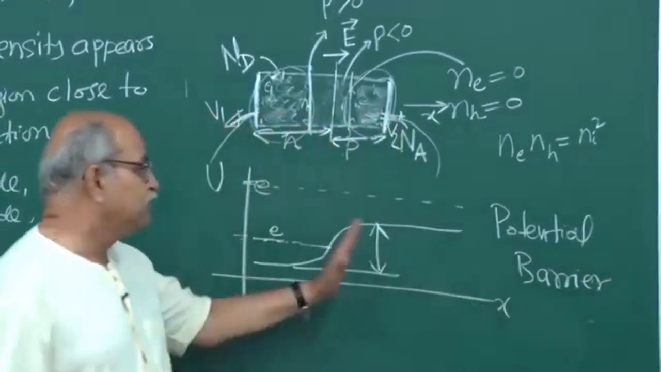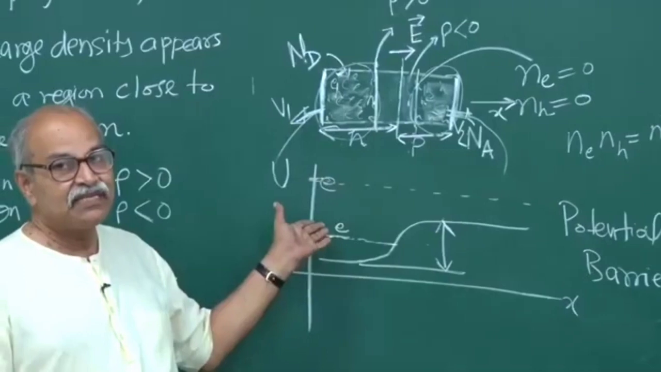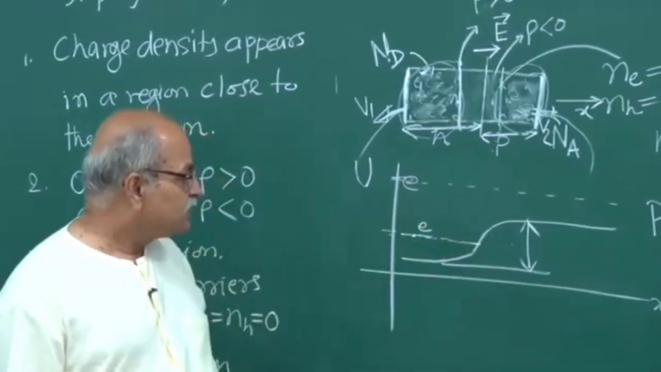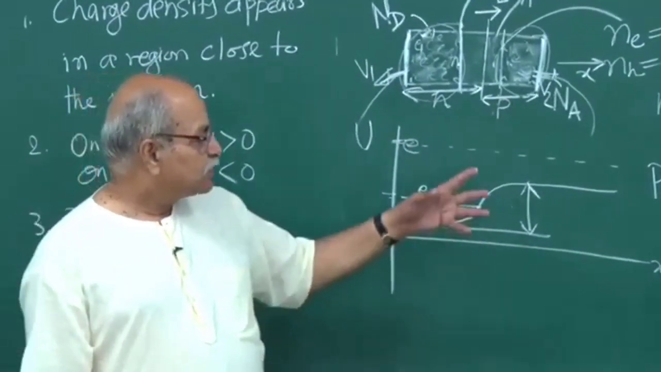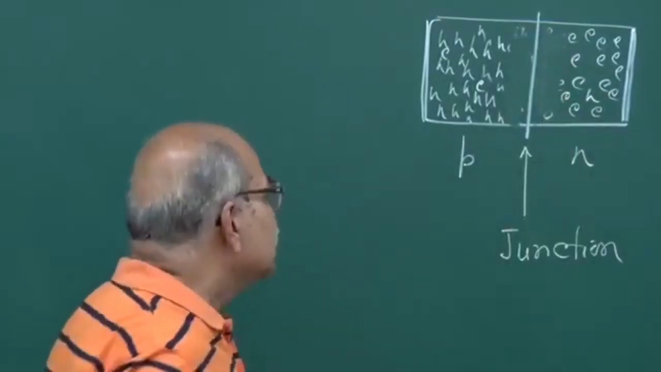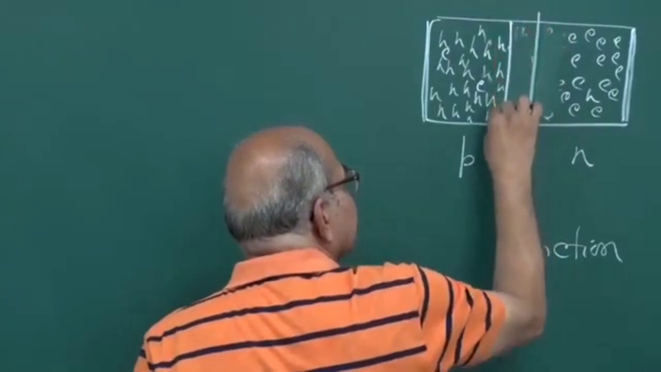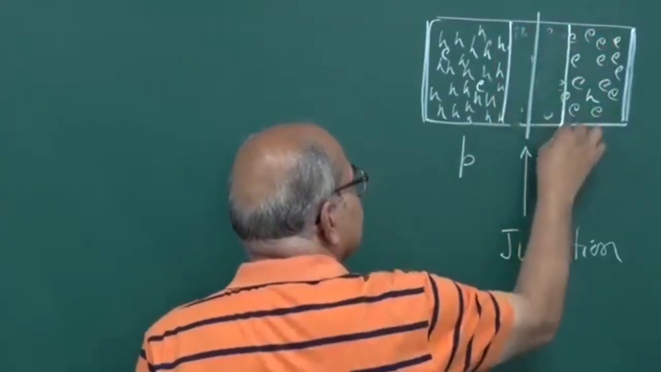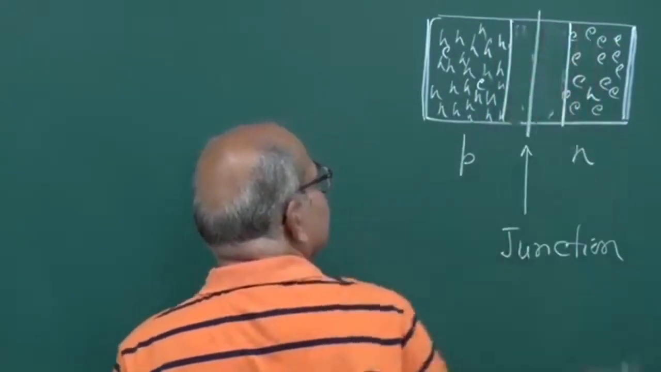It opposes the diffusion of electrons from the n-type side to the p-type side. So in our next lecture, we will derive the relation between this potential barrier and other parameters of this p-n junction. So you have a region, say up to here, and then up to here, where you have no charge carriers. But then the charge density is there.